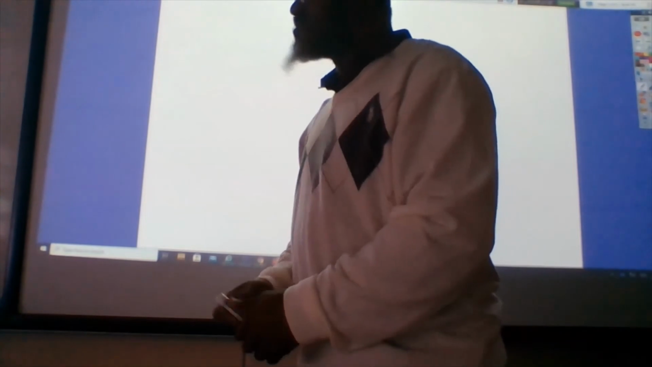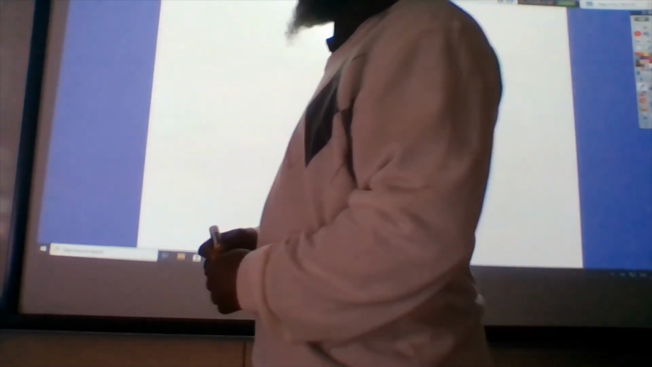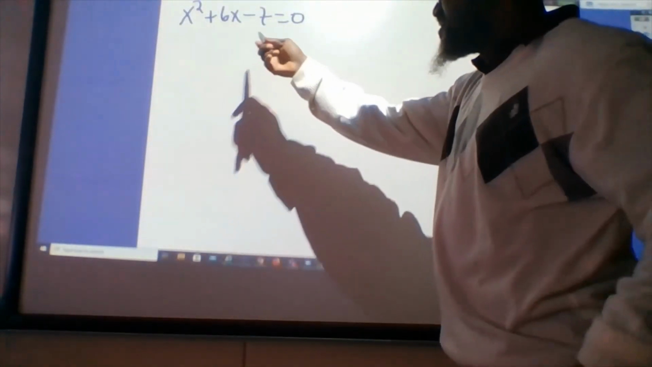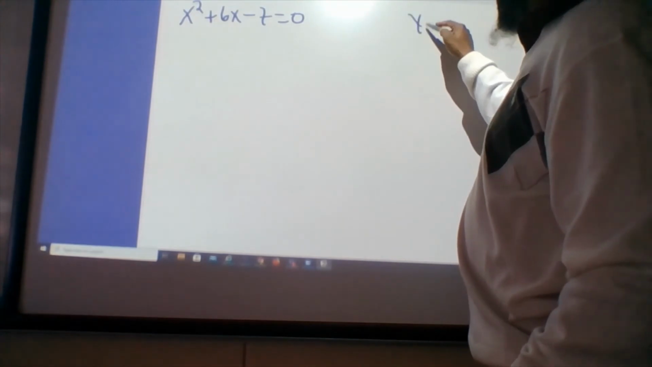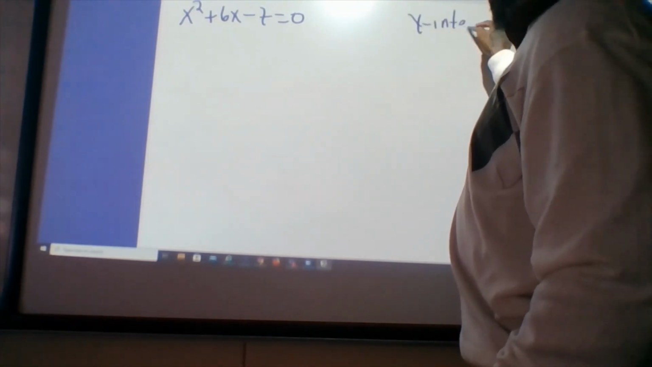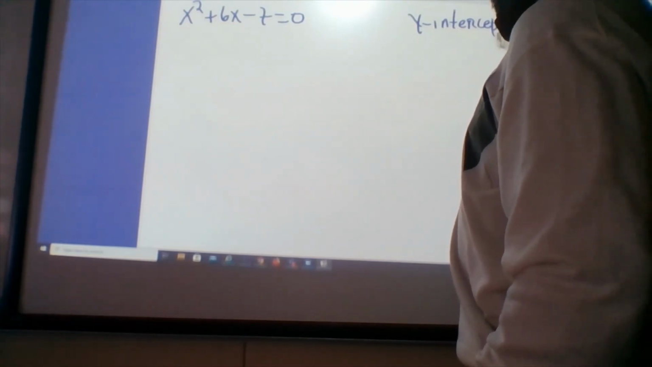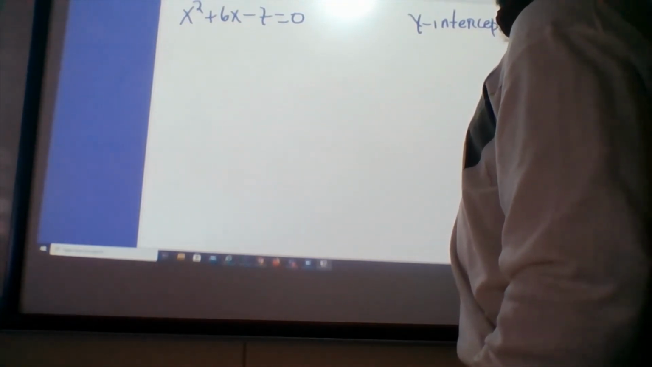Wake up, Mr. This is back. All right, let's continue with our lesson. So, solving quadratic equations by completing the square and the quadratic formula. We have an easy one: x squared plus 6x minus 7 is equal to 0. By now, you know the y-intercept. The equation is in standard form. The y-intercept is always 0, c as long as your equation is in standard form. In this case, that would be 0, negative 7.